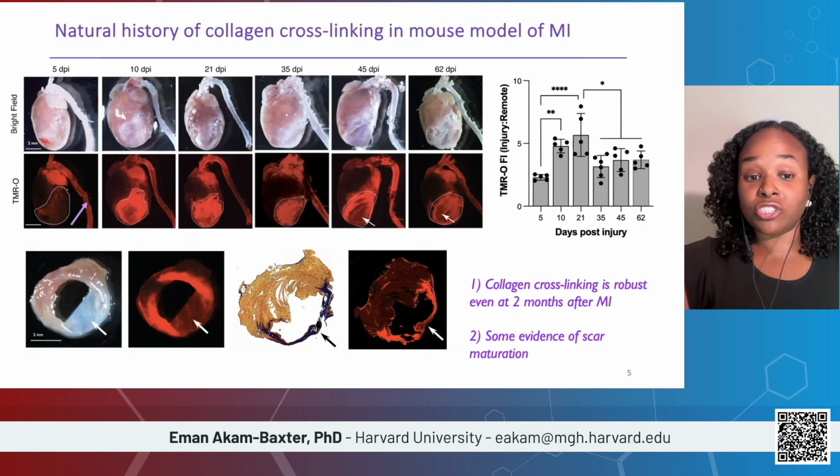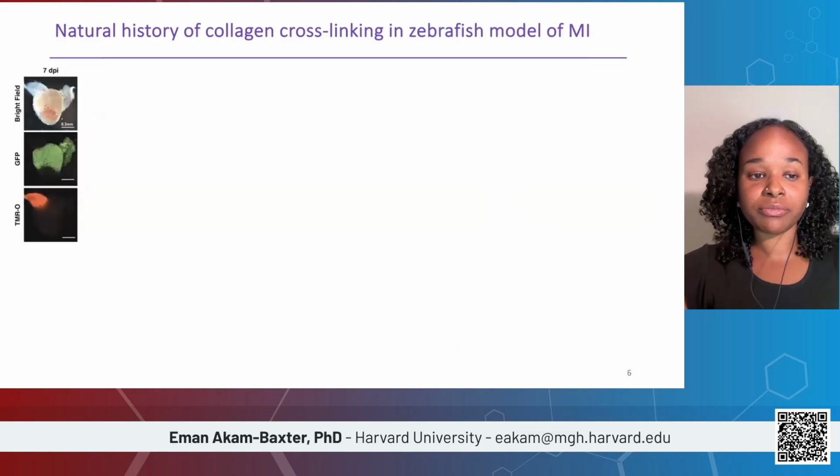So in the zebrafish, we use the line of zebrafish that has cardiomyocyte-specific expression of GFP, and that allows us to readily see where the area of injury is.